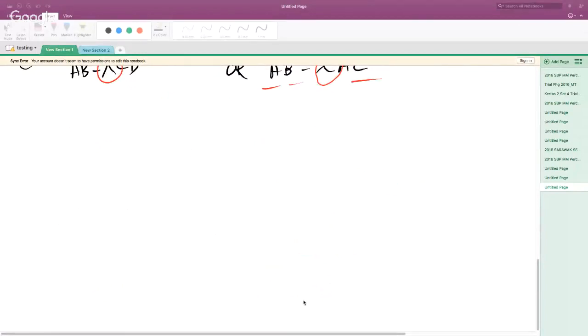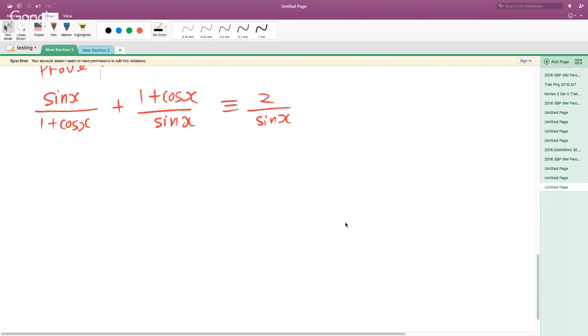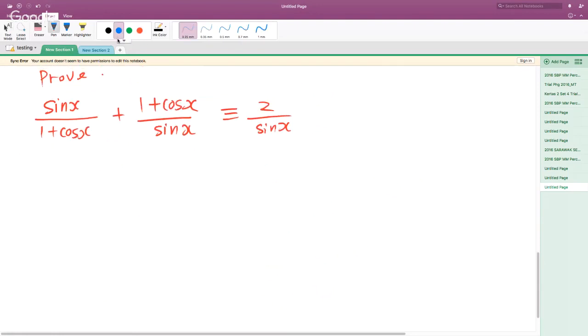Okay, let's say sin x over 1 plus cos x plus 1 plus cos x over sin x equals 2 over sin x. Basically, you have to prove this one. Okay, so let's have a look at this question.